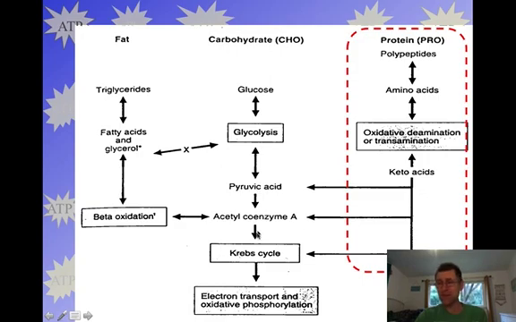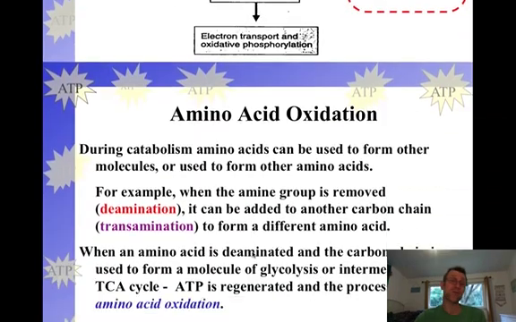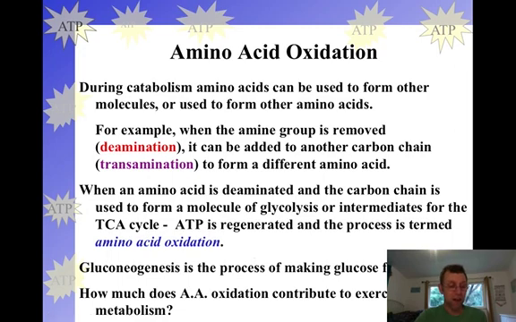They can become acetyl-CoA, and they can go straight to helping out with the Krebs cycle. So a lot to talk about in terms of understanding the role of amino acids in metabolism. Yes, a very wordy slide. During catabolism, amino acids can be used to form other molecules or used to form other amino acids.